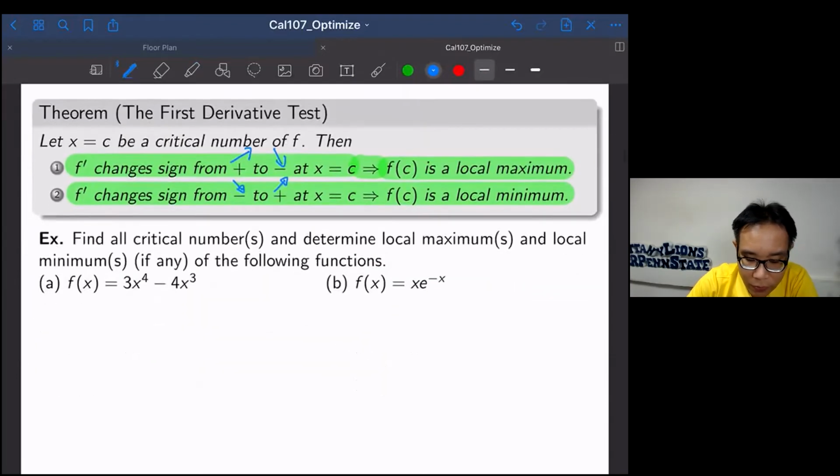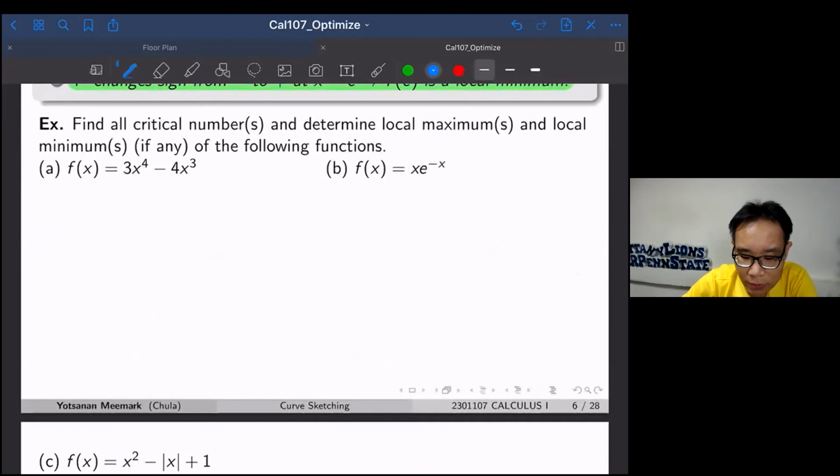So we would like to find all critical numbers and determine the local maximum and local minimum, if any, of the following function.